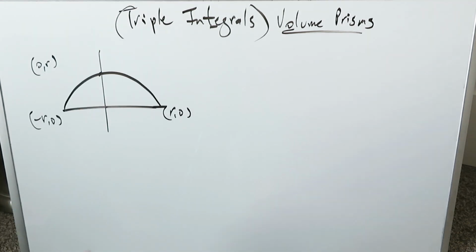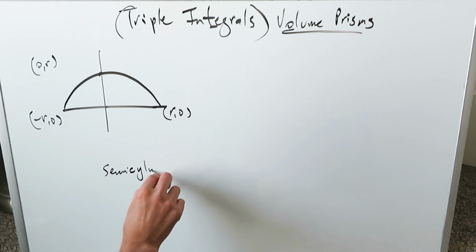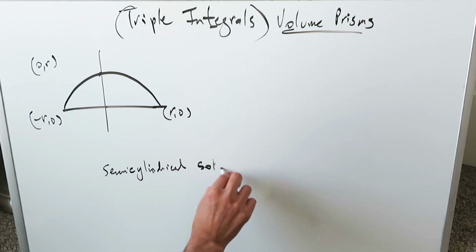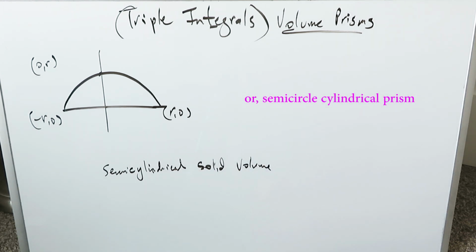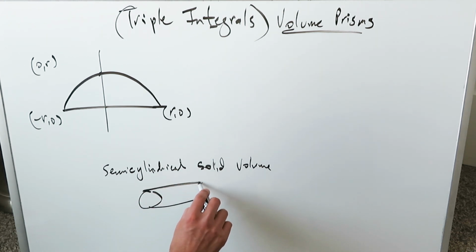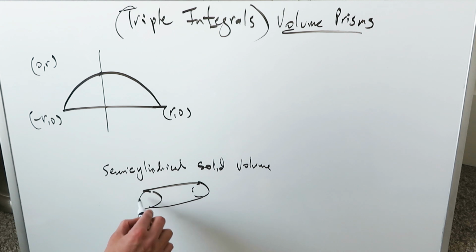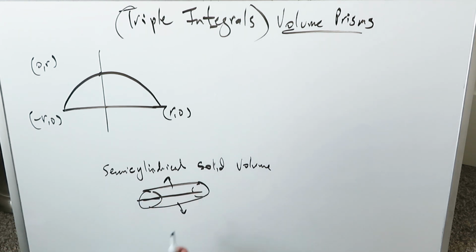Our third and final example looks at what is called a semi-cylindrical solid prism. It can be known by multiple names, but this right here is the official name. If you were to take a cylinder, and you know what a cylinder looks like, and you were to cut it across like this, and you take this half and this lower half and you separate them apart, what you're looking at is a semi-cylindrical solid.